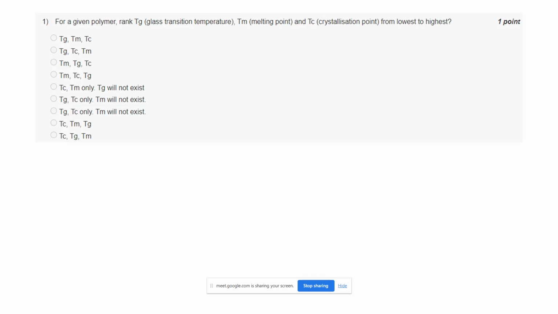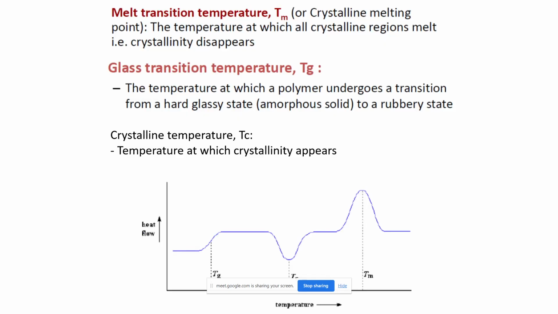Yes. Yeah, so the question is, for a given polymer, we are supposed to rank Tg, Tm, and Tc from its lowest to highest. Have you read through the first week, the second week material? Yes. Yeah, so the answer here will be Tg, Tc, Tm. We get this graph, and for polymers which are more amorphous in nature, we'll first get Tg, which is the glass transition temperature, where if you start heating the polymer, the polymer will go from a glassy state to a rubbery state. If you further heat it, you will reach a point called Tc, which is the crystalline temperature.